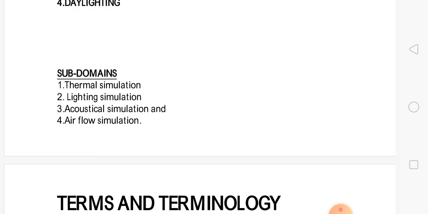So the subdomains for building performance are thermal simulation, lighting simulation, acoustical simulation, and airflow simulation. These are the subdomains. Lighting simulation will come under the lighting, and acoustical simulation and airflow simulation will come in thermal comfort. So basically, these are the simulations, and with the help of software and building management system and building automation system, we do the analysis for the performance.